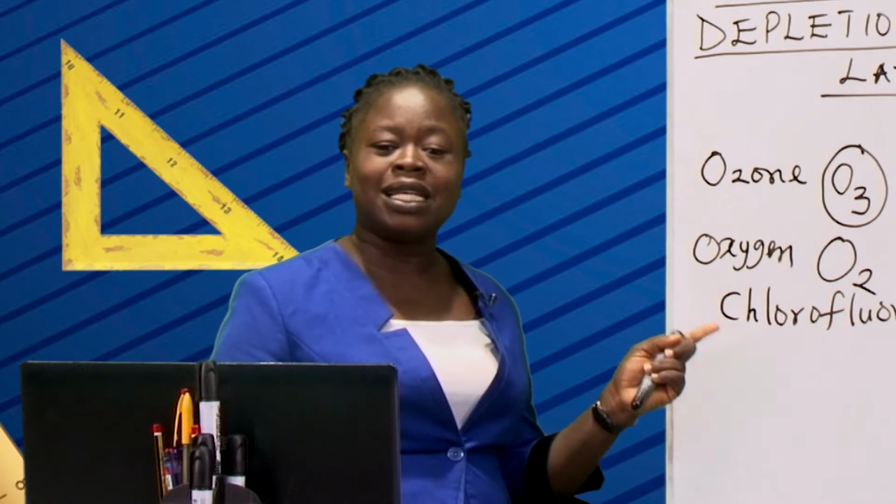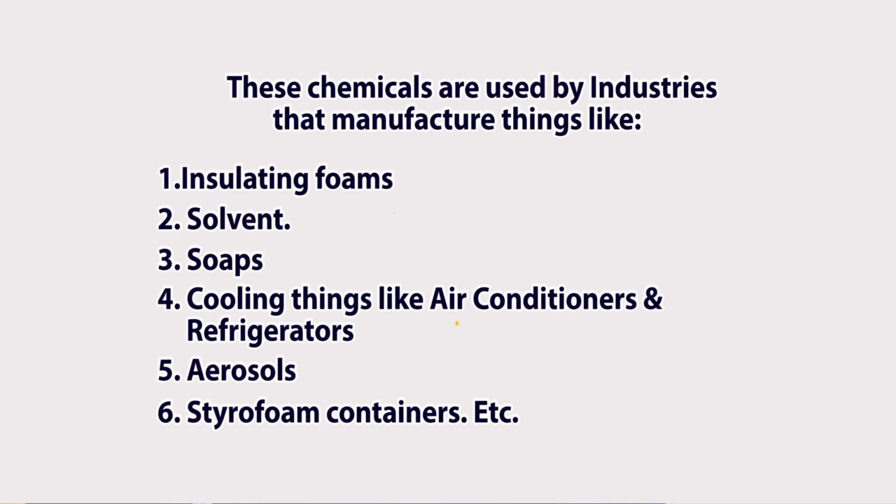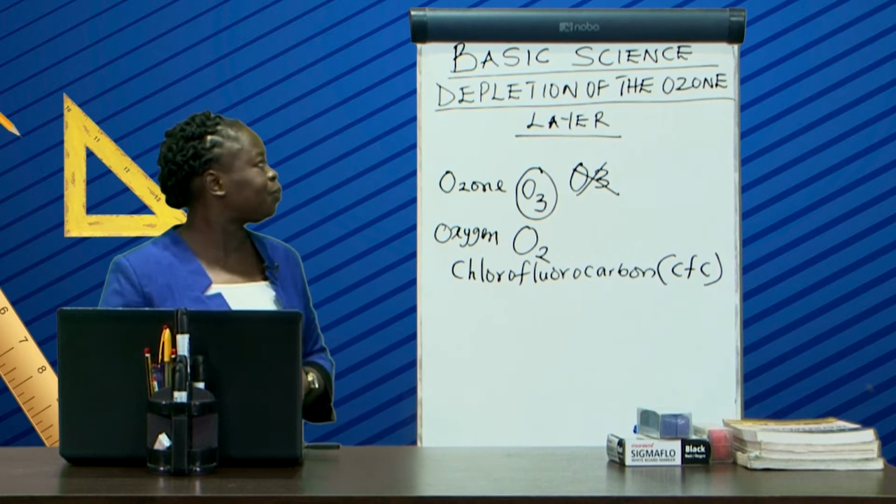Yes, these chemicals are used in industries that manufacture things like insulating foams, solvents, and styrofoam containers. They are also used in industries that manufacture cooling things. Can you give me an example of cooling things? Air conditioners, refrigerators. Yes, this particular chemical, chlorofluorocarbon, is used.